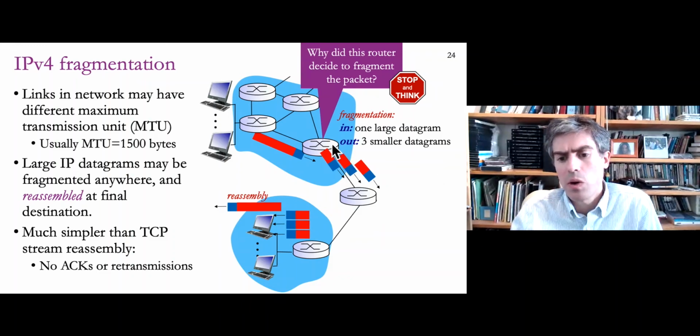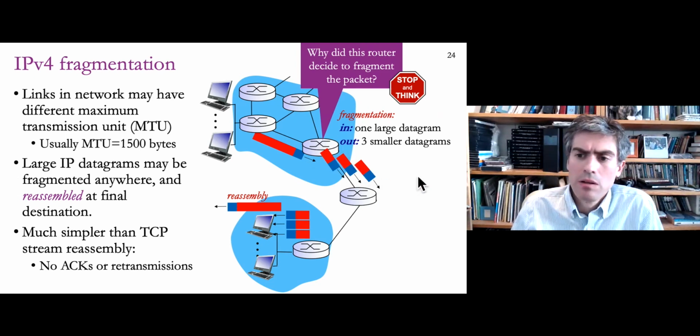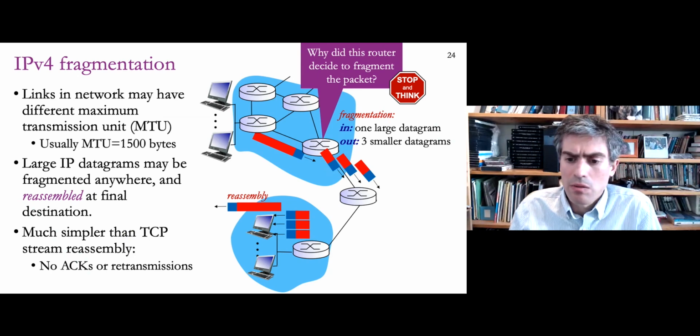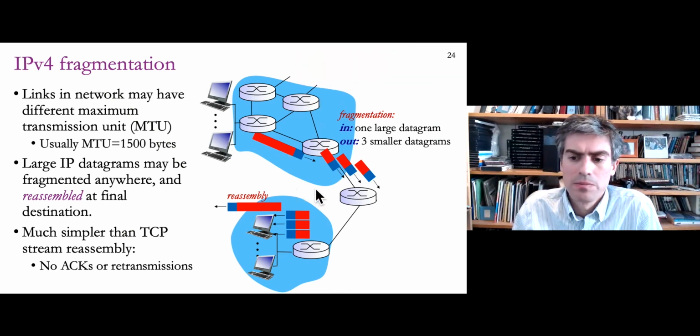So to review, why does this router here decide to fragment this packet? What would be the reason for fragmenting this packet? I hope you remember that the reason for doing this is that the packet arrived that's too big for this link it wants to use. So this link out here has a maximum transmission unit or maximum packet size that is smaller than the packet it wants to send. So it needs to break into little pieces.